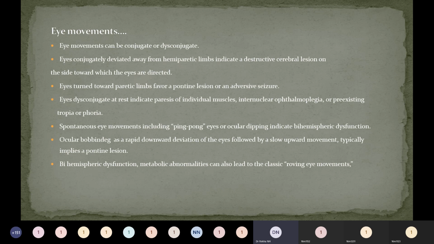So if the eyes are disconjugate at rest or in a neutral position, it indicates there is a paresis of the extraocular muscles, or it can be internuclear ophthalmoplegia, or the patient may have a pre-existing strabismus or a phoria. Then we have to look for any spontaneous movements, that is ping pong or ocular dipping, which indicates bihemispheric dysfunction, or ocular bobbing. If there is a metabolic abnormality, they can also have classic roving eye movements.